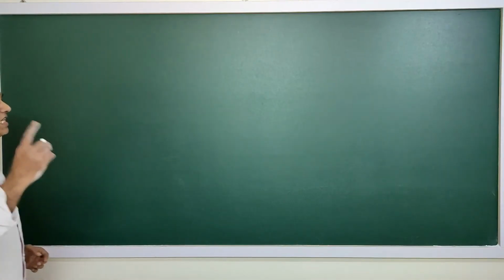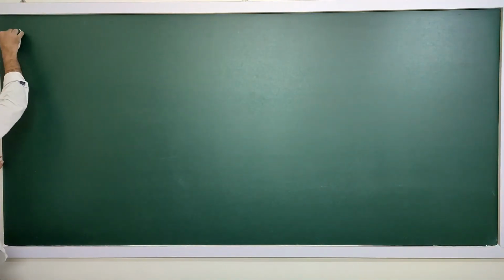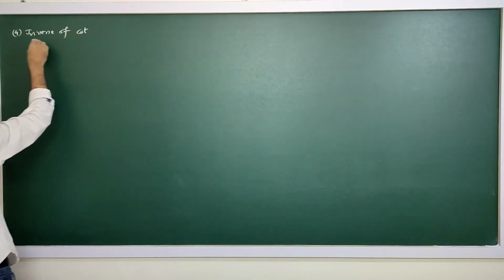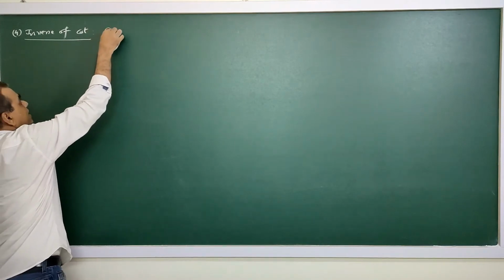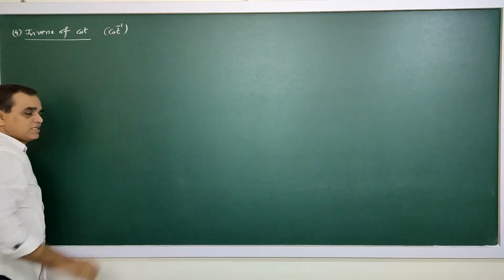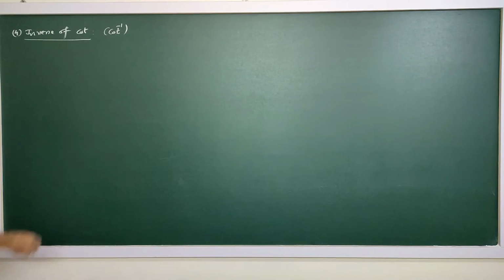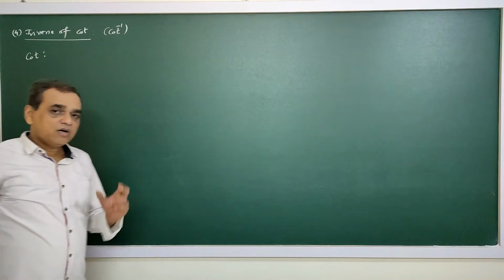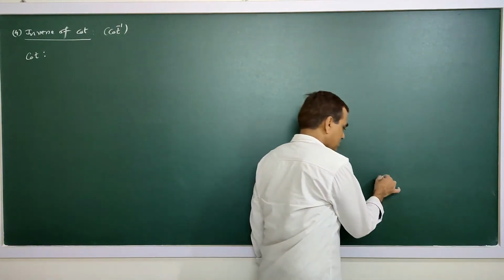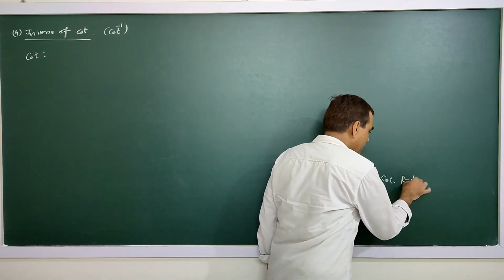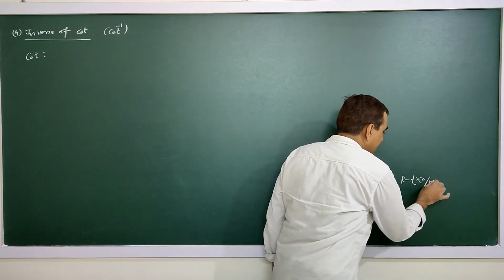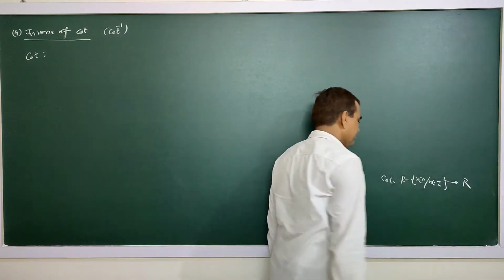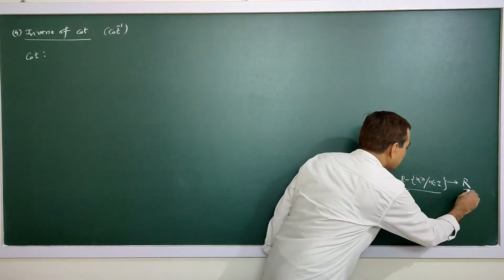Now next is inverse of cot function. Inverse of cot function, and it is denoted as cot inverse. Again, cot function, say domain of cot, we know that the domain of cot is R minus n pi, n belonging to Z, to R. This is domain and this is codomain.